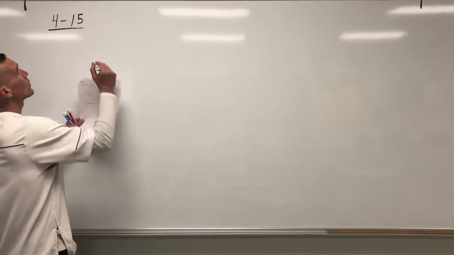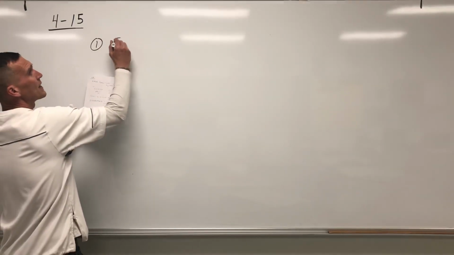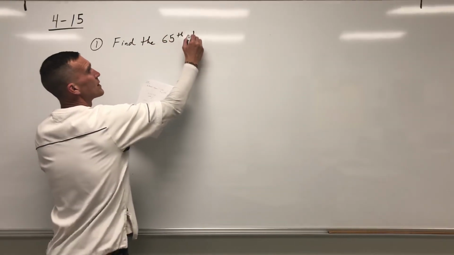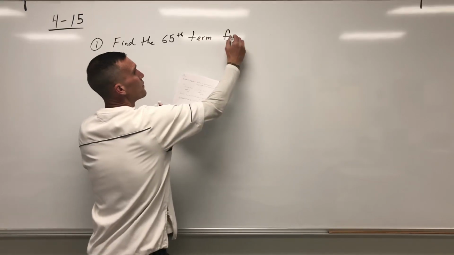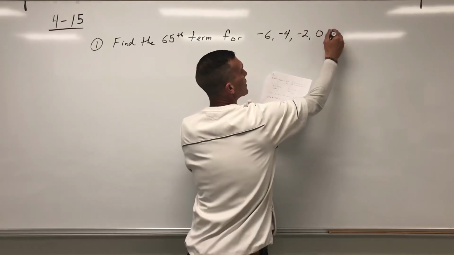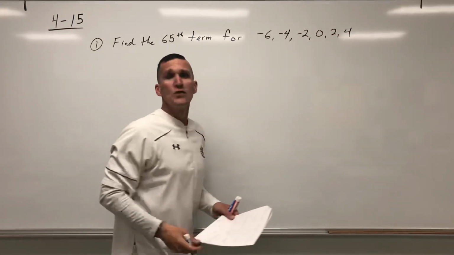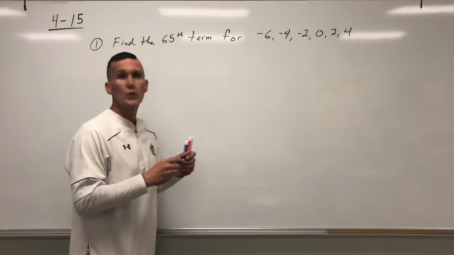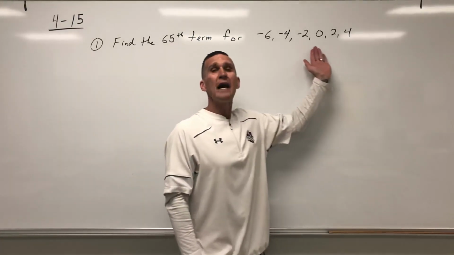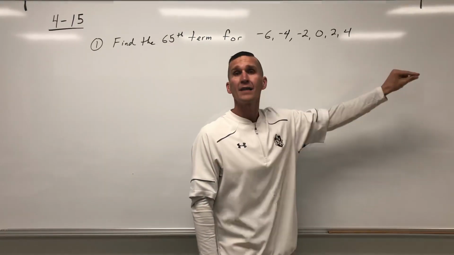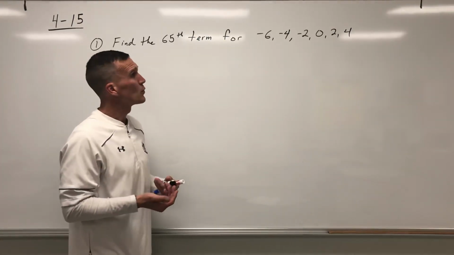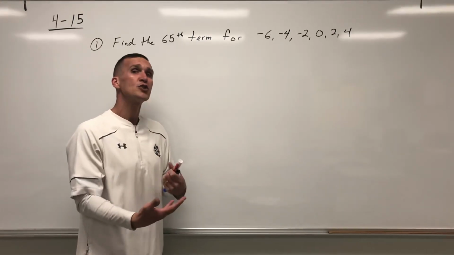All right, so you guys, number 1, we are going to find the 65th term for -6, -4, -2, 0, 2, 4. So you guys, whenever you look at that problem, here's what I don't want you to do. I would not want you to write down 65 numbers in the sequence and then box the 65th term, because that's what it really is. What we want to do is realize, hey, there's probably a shorter way of doing this.